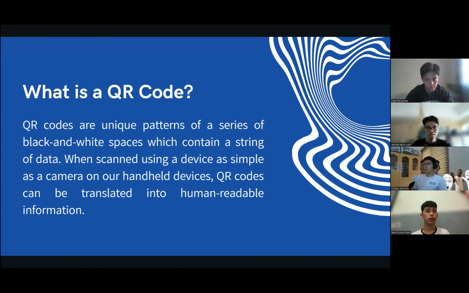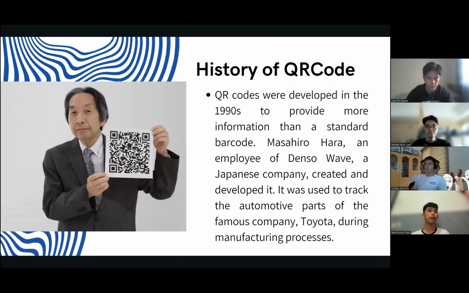A Quick Response, or QR code, is a type of barcode that can be scanned by a digital device, in which it stores information as a series of pixels in a square-shaped grid. QR codes were developed in the 1990s to provide more information than a standard barcode.